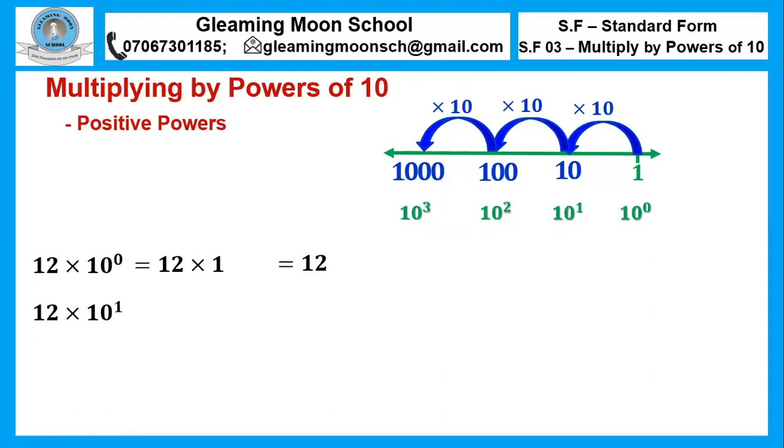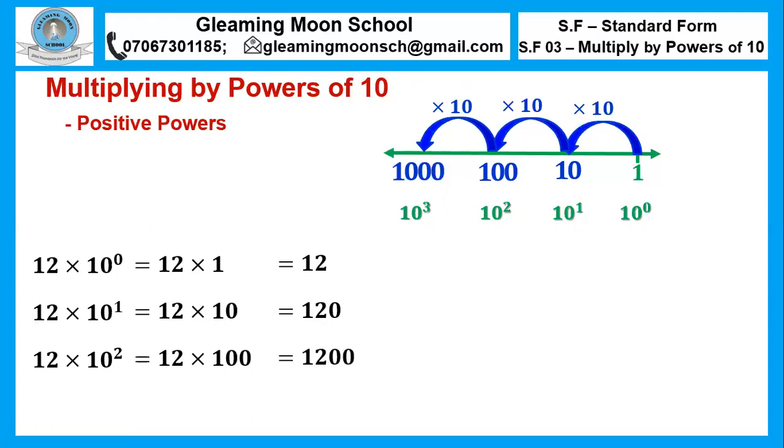Now the next one is 12 times 10 raised to the power of 1. Let's go to the number line here. 10 raised to the power of 1 is the same as 10. So that's the same as 12 times 10. Now 12 times 10 will give us 120. Okay? And then 12 times 10 raised to the power of 2. And 10 raised to the power of 2 is 100, which is the same as 12 times 100. And 12 times 100 would give us 1,200.